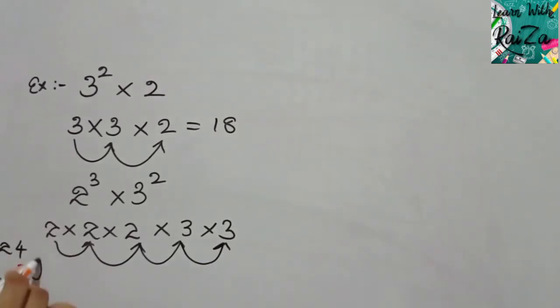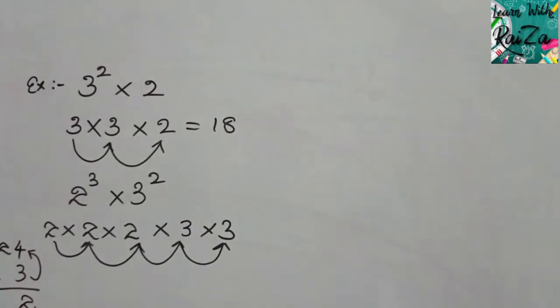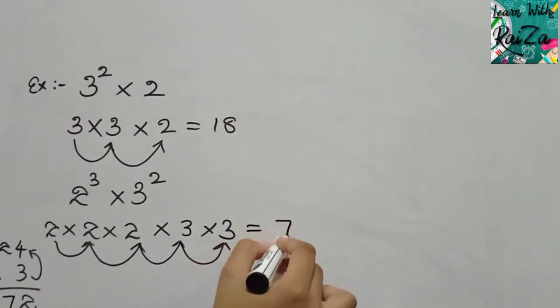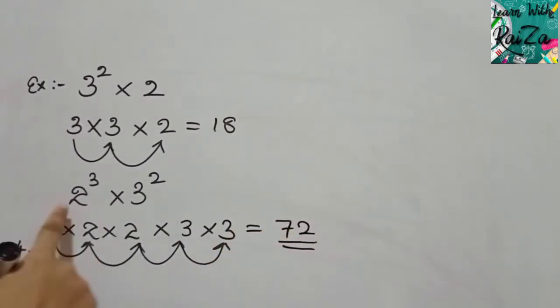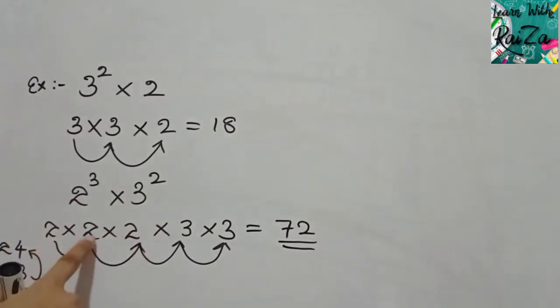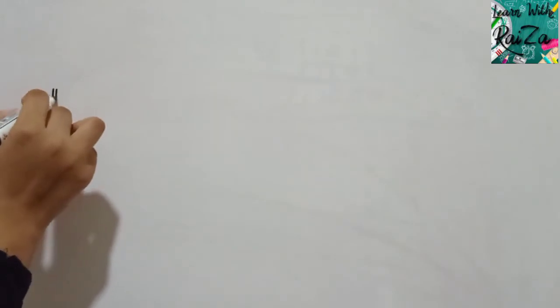24 times 3. You can multiply 24 times 3. 3 times 4, that is 12. 2 here, remainder 1 here. 3 times 2, 6. 6 plus 1, 7. So the answer will be 72. So what did we do here? First we expanded the power and we multiplied continuously and got the answer as 72. To make it more clear, I'm going to take another example.